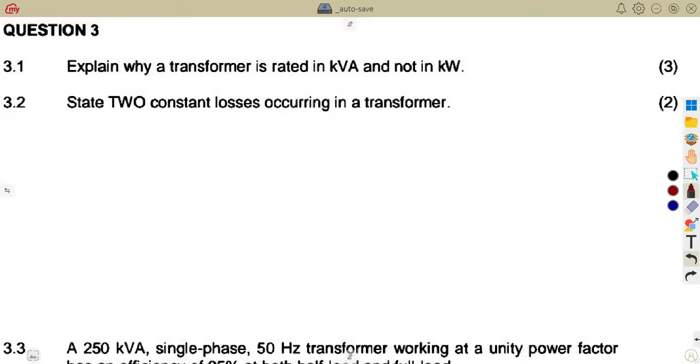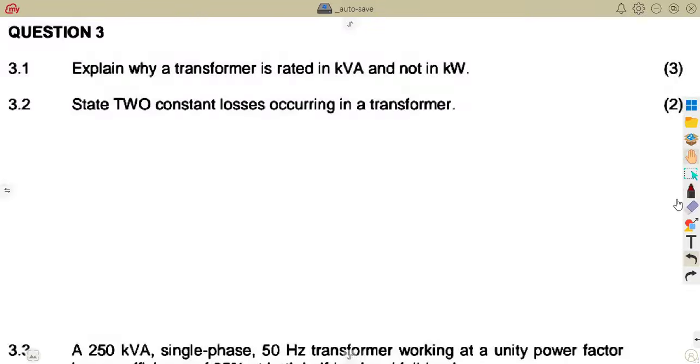So, as we are considering more exam questions, we have got another question that we are going to work on from our August 2024 exam. On our transformers, we are given on question number 3, guys, that was 3.1. Explain why a transformer is rated in kVA, not in kilowatts.